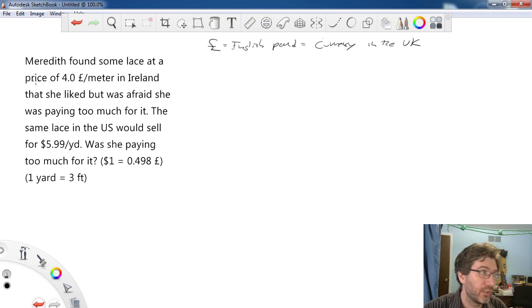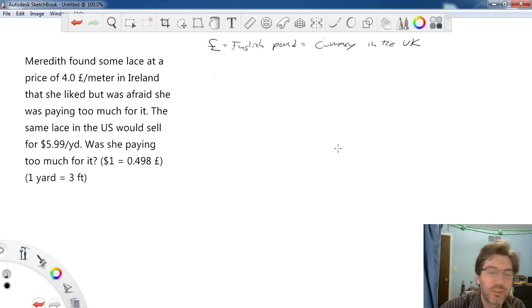So Meredith found some lace at a price of £4 per meter in Ireland that she liked, but was afraid she was paying too much for it. The same lace in the US would sell for about $6 a yard. Was she paying too much? So basically you have a choice. You can either take $6 per yard and turn it into pounds per meter and then compare that, if it was more or less than 4, or you can take £4 per meter and turn it into dollars per yard and compare it in dollars.